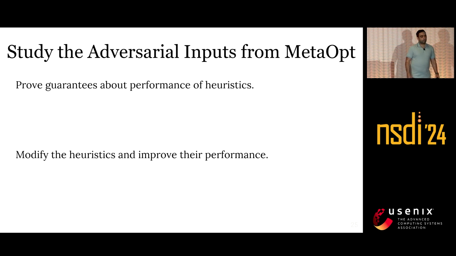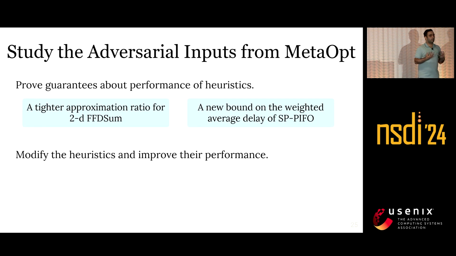The third use case is we can take these adversarial inputs, study them, find the patterns in these adversarial inputs, and generalize them to broader cases. In two scenarios, we were able to prove guarantees about the performance of heuristics. We proved the tighter approximation ratio for 2D FFD sum based on the adversarial inputs MetaOpt generated. We also proved a new bound on the weighted average delay of SP-PIFO, a packet scheduling heuristic.